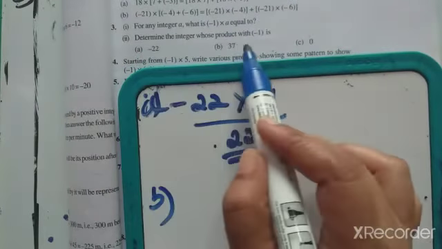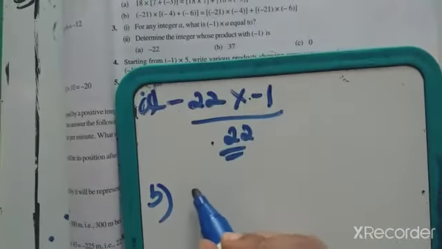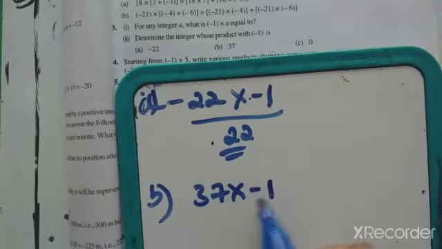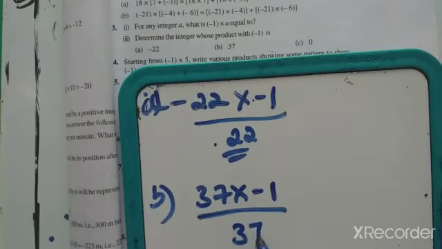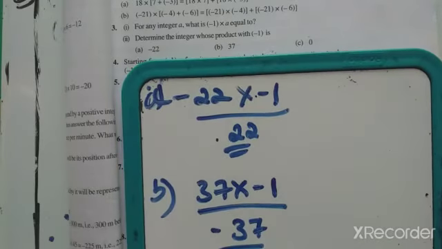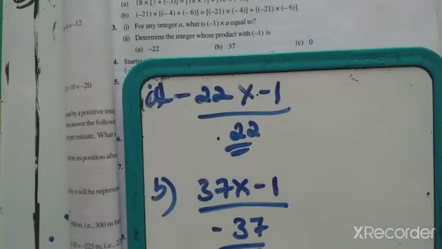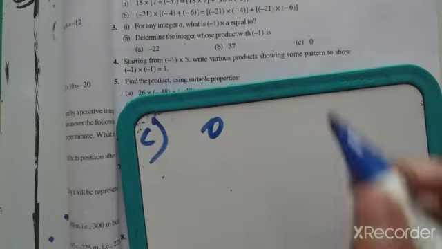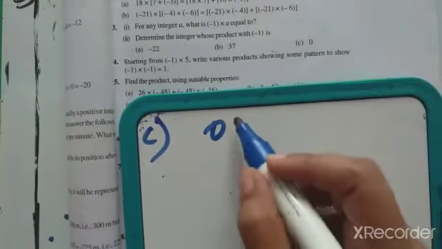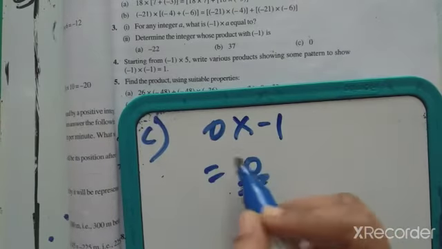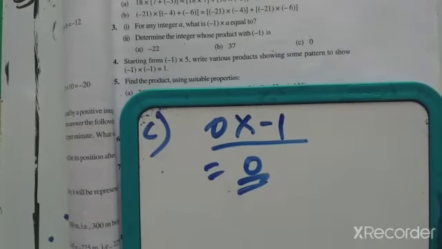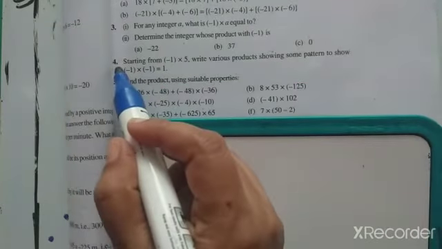Then B next. We have 37 into minus 1 we have to multiply. 37 into minus 1. Okay, 37 ones are 37. Plus into minus means minus. No symbol means here plus is there. Plus into minus is minus 1. So answer is minus 37. Now here C, 0. So 0 into minus 1 we have to multiply. 0 into minus 1 is 0. Answer is 0.